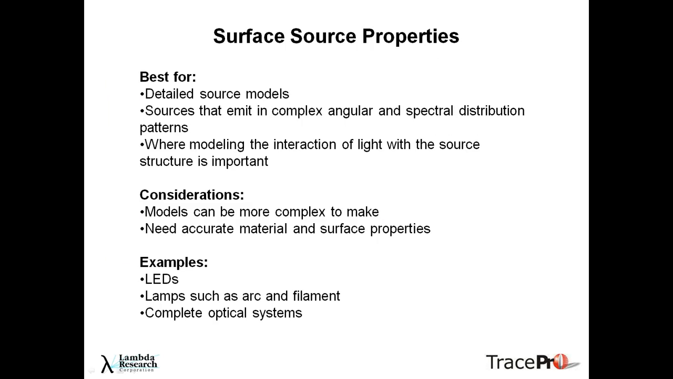Now, surface source properties are great for detailed source models, sources that emit in complex angular and spectral distribution patterns, and where you may want to start to look at modeling the interaction of light with the source. Some of the considerations, as you would expect: the models can be more complex to make, and you're going to need accurate material and surface properties. Some examples here: LEDs, different types of lamps, arc lamps, filament lamps, as well as complete systems. If you want to start modeling complete optomechanical systems, you're probably going to start to lean towards surface source properties.